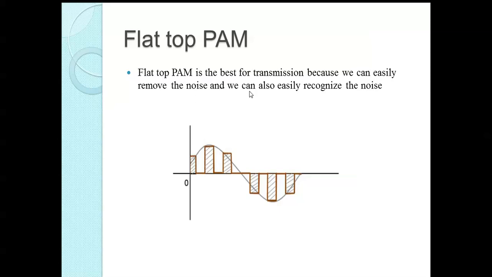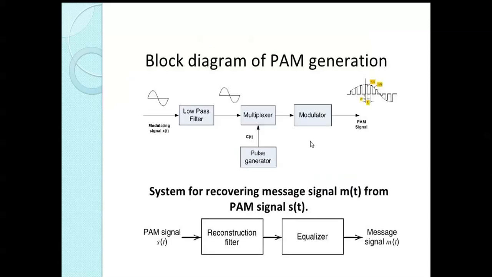Flat top PAM is mostly recommended because it is easy for us to reconstruct my original signal from the flat top, whereas with more noise, as we are chopping the signals in the natural one, it is very difficult to reconstruct the signal. In flat top we can easily reconstruct a signal, that is, after the detection process we'll be able to get the signal in a proper output. So most of the time we will be going with the flat top PAM. Flat top PAM is the best for transmission because we can easily remove the noise, and we can also easily recognize the noise. So this is the main advantage of flat top.